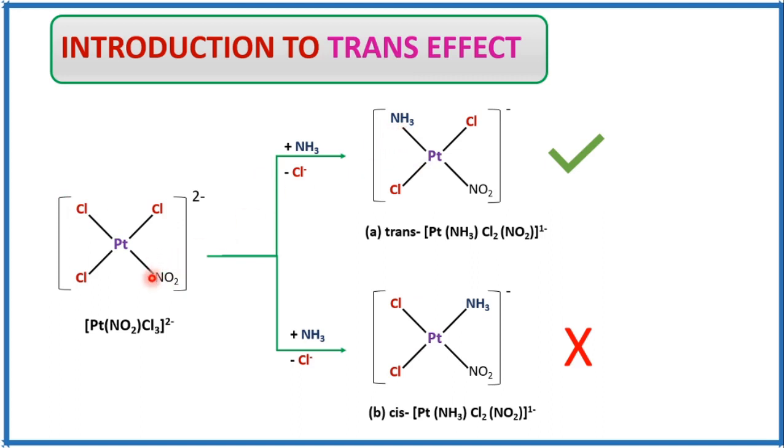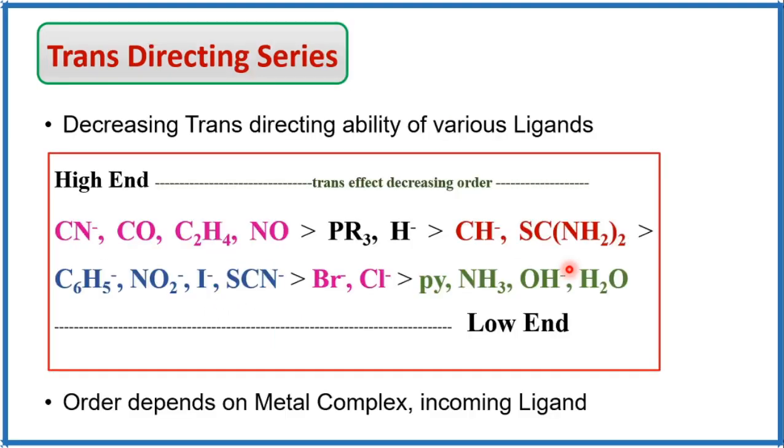That means this nitro group has a greater trans effect compared to the adjacent chloro groups. Therefore the chloro group which is present trans to this nitro group got replaced by the ammonia molecule. So this nitro group has greater trans effect or greater trans directing character. Depending on the trans directing character, the ligands are arranged in a particular way to give the trans directing series, and this is a general order.